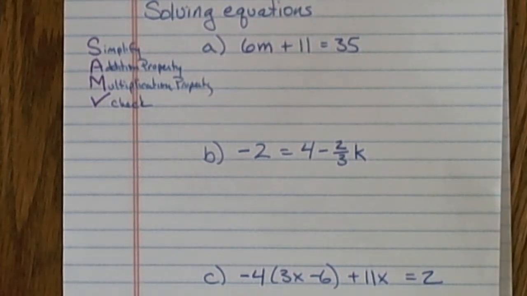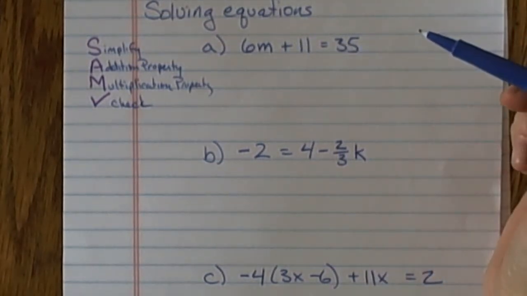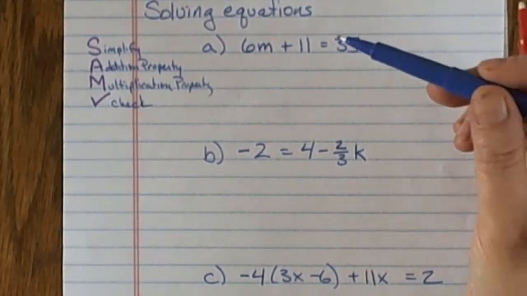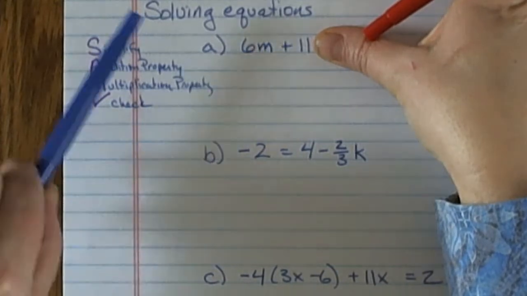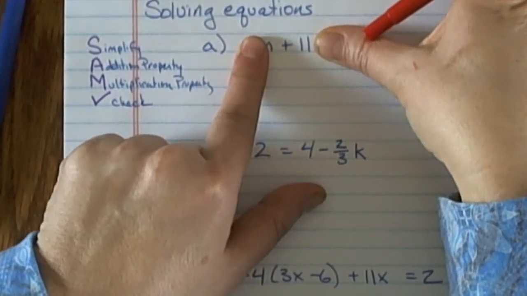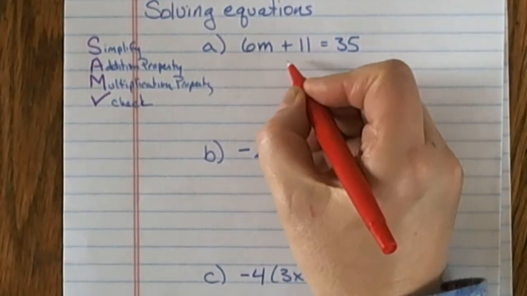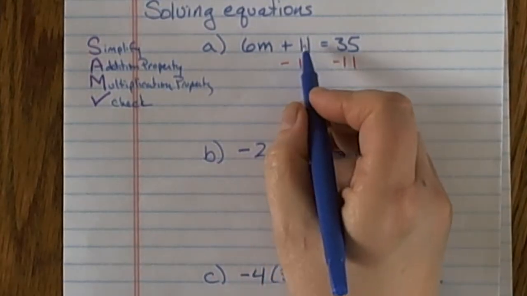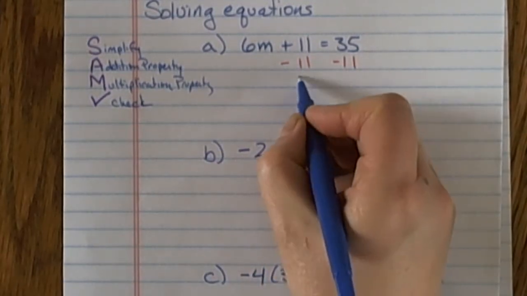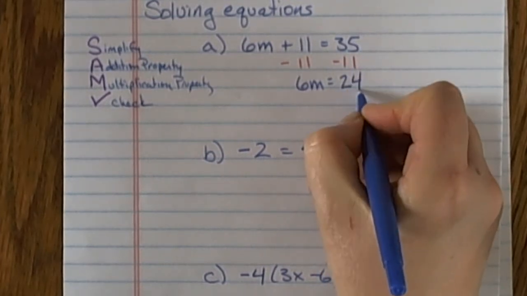So in this first problem, it asks me to solve the equation 6m plus 11 equals 35. When I look on each side of the equation, there's nothing I can do to simplify, so I'm going to go to the addition property. I focus on the side of the equation that has the variable, and I want to first leave the variable term where it is and eliminate anything else. So I can see I'm eliminating that plus 11. To undo an addition, I would subtract 11 from both sides. I have 6m, 11 minus 11 is 0, so I just get 6m equals 35 minus 11, which is 24.